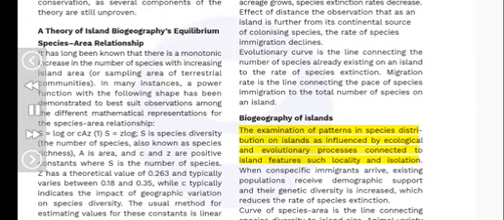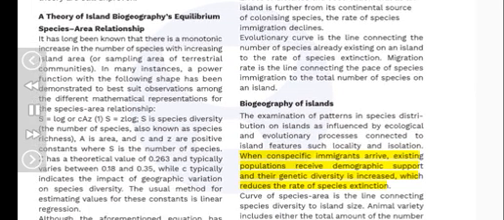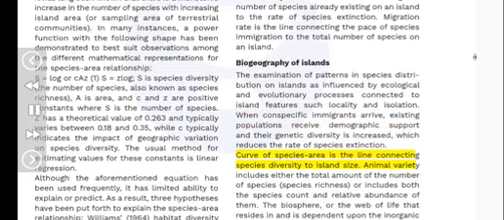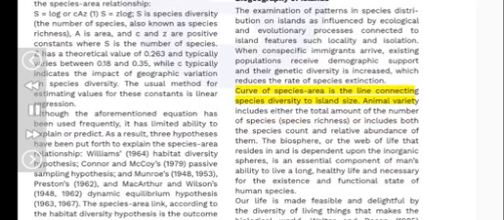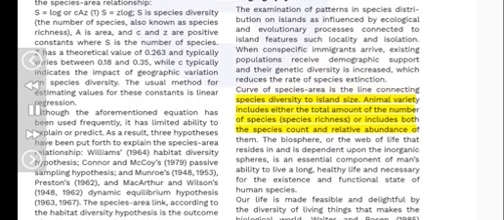Biogeography of islands. The patterns in species distribution on islands are influenced by ecological and evolutionary processes connected to island features such as locality and isolation. When conspecific immigrants arrive, existing populations receive demographic support and their genetic diversity is increased, which reduces the rate of species extinction. The species-area curve is the line connecting species diversity to island size. Diversity includes either the number of species, species richness, or both the species count and their relative abundance.